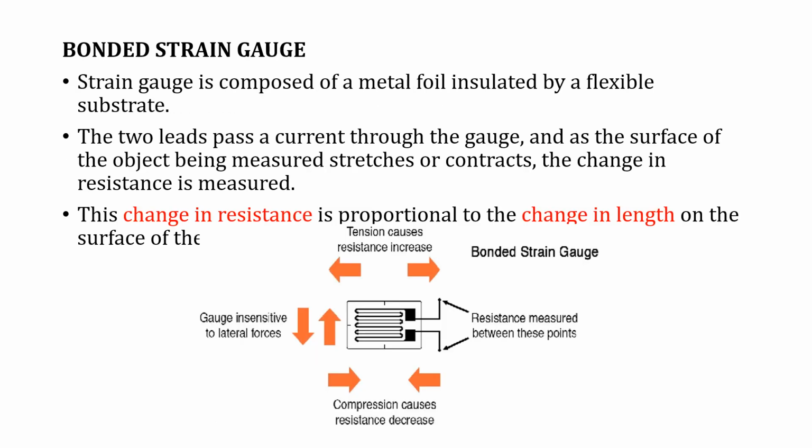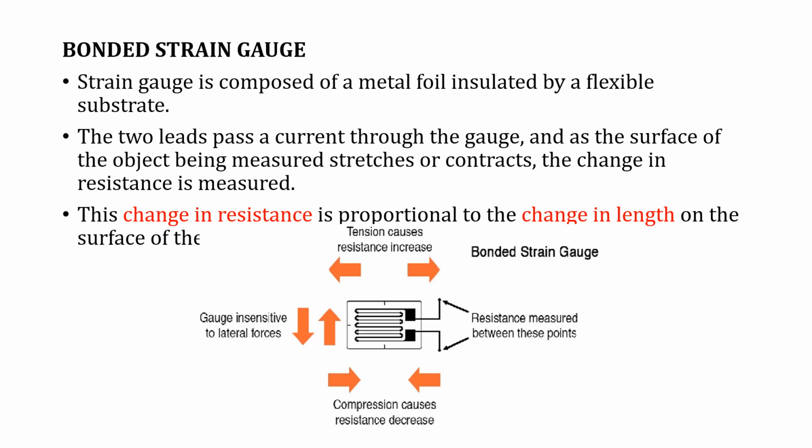A strain gauge is composed of a metal foil insulated by a flexible substrate. The two leads pass a current through the gauge, and as the surface of the object being measured stretches or contracts, the change in resistance is measured. The change in resistance is proportional to the change in length of the surface. So this is the bonded strain gauge.